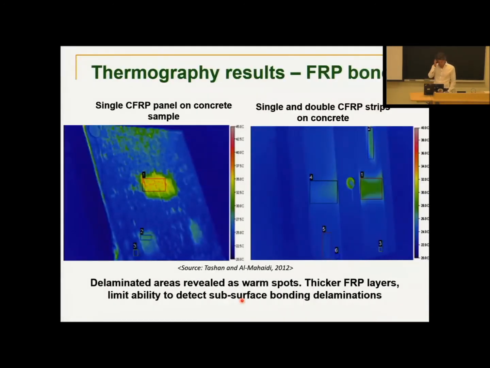Here are some examples of active heat flow where we suddenly heat the surface and then the heat flows in, and where there are near surface delaminations, the surface will appear warmer. So you see here an example of this region is much warmer because there is a defect here, and the same thing here. But if the defect is lower away from the surface, that has much lower effect on disrupting heat flow, and therefore we don't see a temperature difference like we see here.